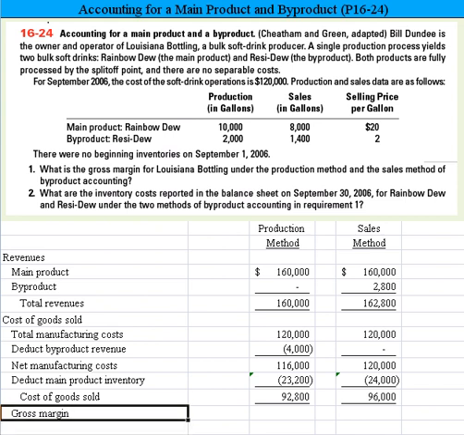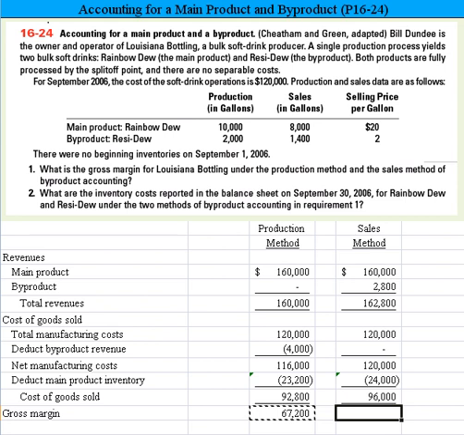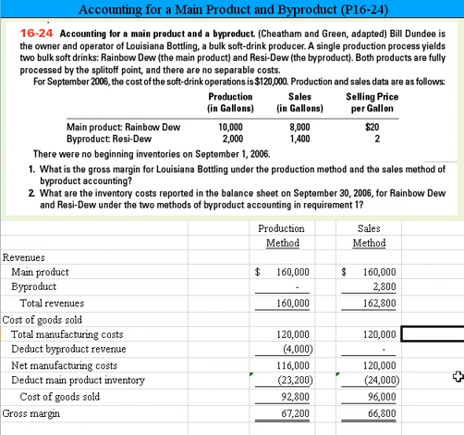Okay, so I'm going to indent this one back here, and gross margin would be equal to the total revenues less the cost of sales. And that's as far down as we need to calculate on this one. And maybe it makes sense to double underline because that's what we're going down to. Okay, so there's how we come up with the different gross margins under the production method and the sales method when we're accounting for a main product and a byproduct in a process costing environment.